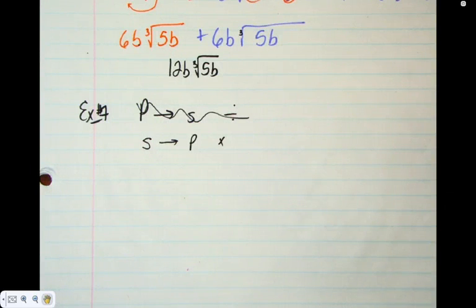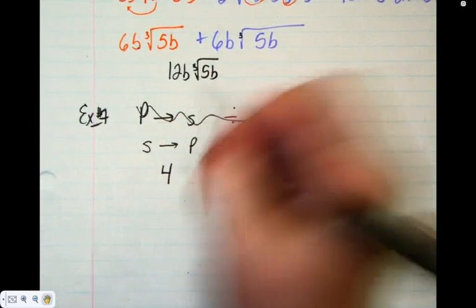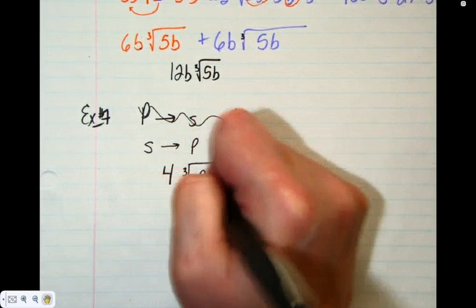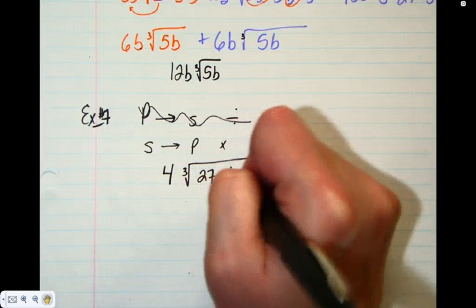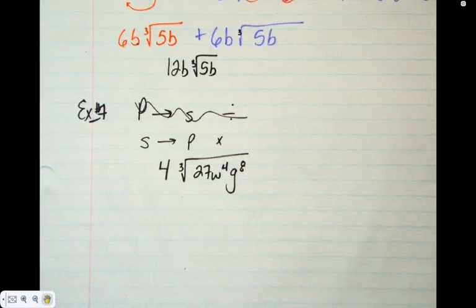So what if I changed this question and made it a triangle? What if I made it a pentagon? What if I made it a nonagon? Nice. So we're going to do 4 times this guy, cube root of 27, w to the 4th, g to the 8. Now what? Okay, how do we simplify this mess?